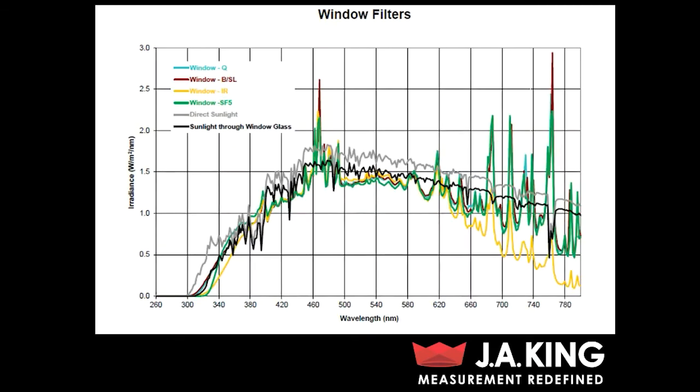And then this is that same plot, but just with window glass filters instead. Again, you can see that black line is actual sunlight through window glass, and then the other lines are different types of filters. Again, you might choose the filter based on the specification, or with window glass filters, you might also choose which filter to use based on what type of glass your parts are actually going to be behind when they're in the field.